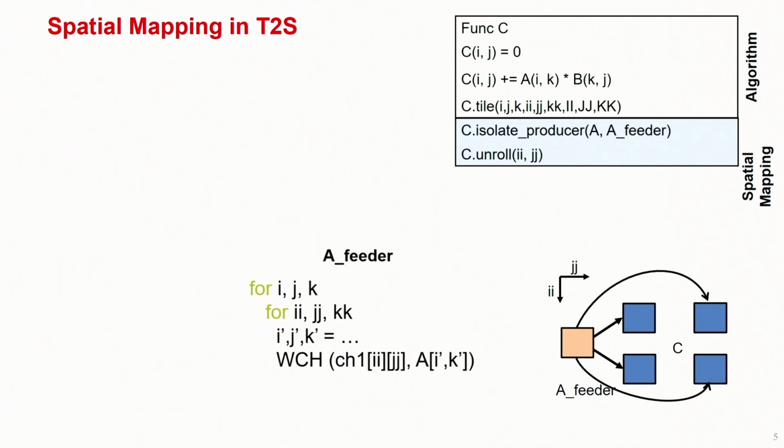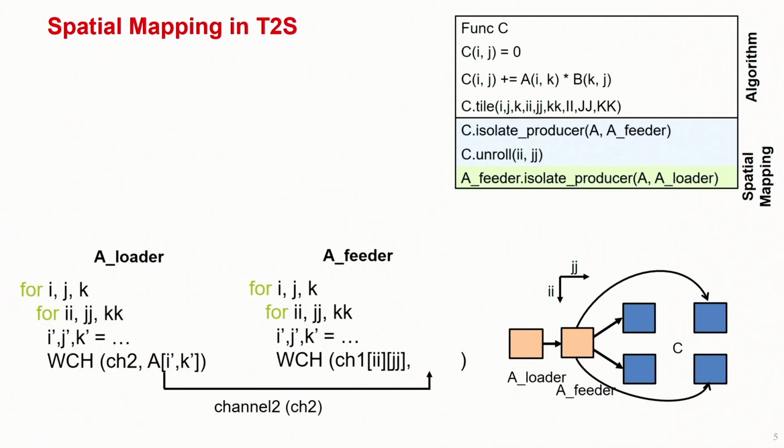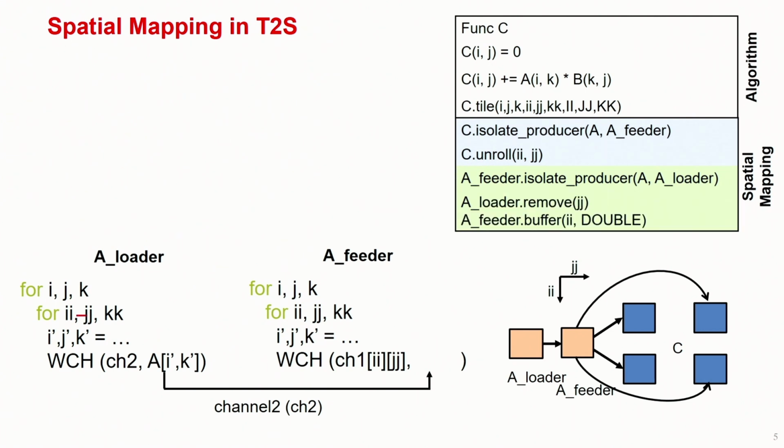Now the user can go ahead and optimize the AFeeder function further. For example, here the user further isolates the loading of the matrix A from AFeeder into a separate function called ALoader. And similarly, now ALoader and AFeeder are connected using the channel CH2, and ALoader is actually loading the values of the matrix. Now the user identifies that the loading of matrix A in ALoader does not really depend on the loop variable jj, and hence they can remove the loop jj from the ALoader, and this will reduce the number of DRAM accesses from the main memory and should improve the performance.